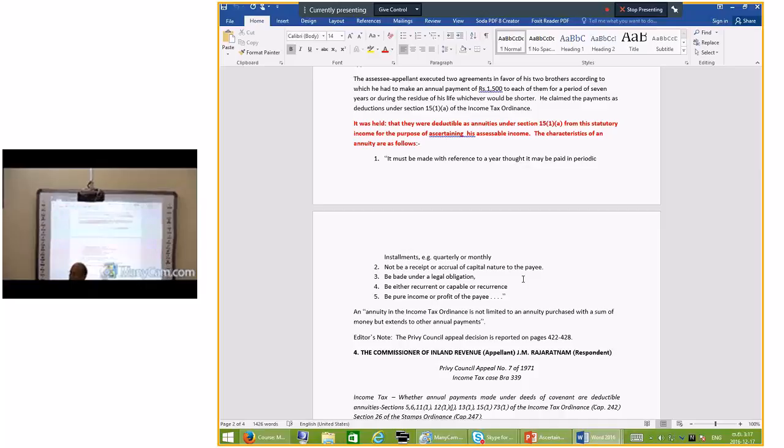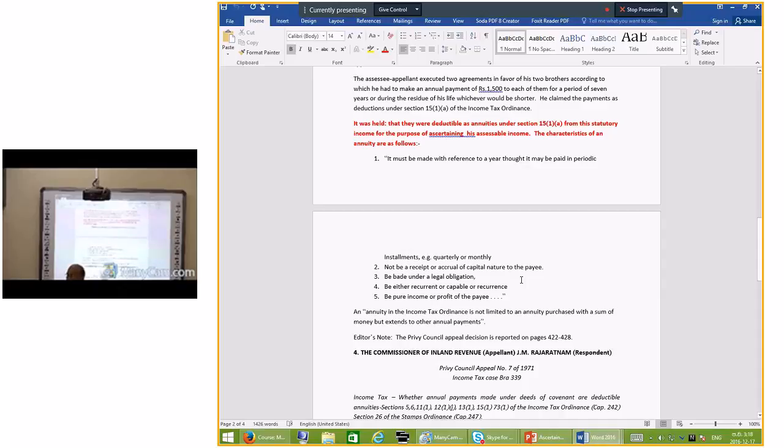If these characteristics are there in the agreement, that type of payment becomes an annuity. In this particular agreement, the word annuity had not been used. But assuming these payments were in the nature of an annuity, Rajaratnam claimed the deduction. Then the court had to decide that an annuity in income tax law is not limited to an annuity purchased with some money, but extends to other annual payments. Right? This case went to the Privy Council also, in those days.